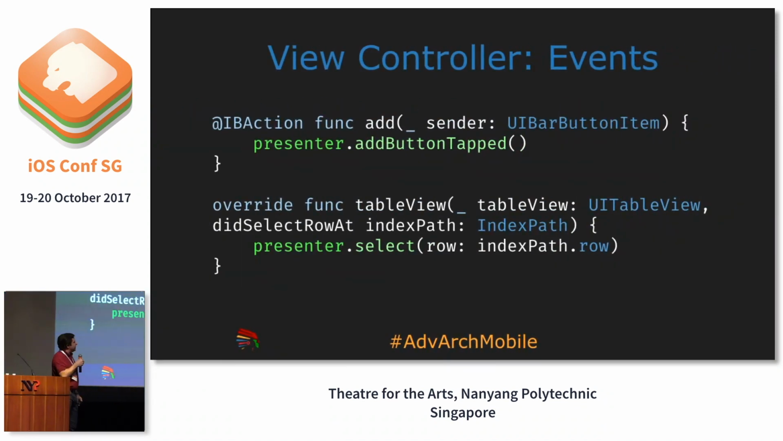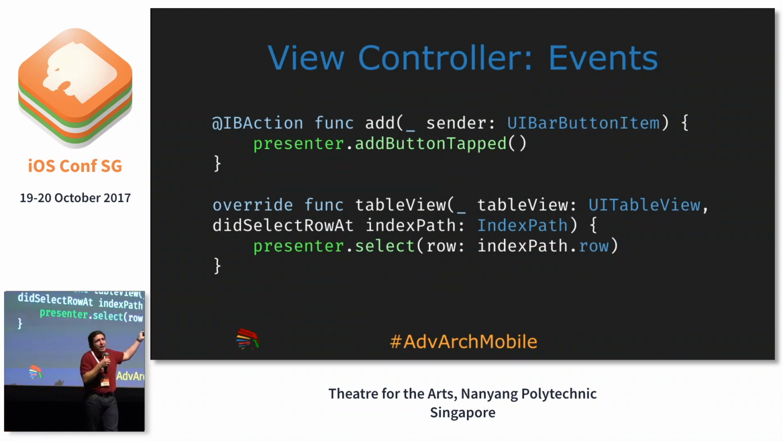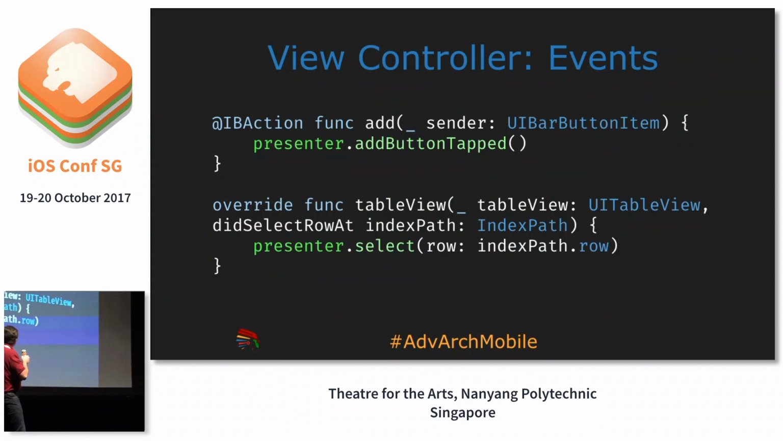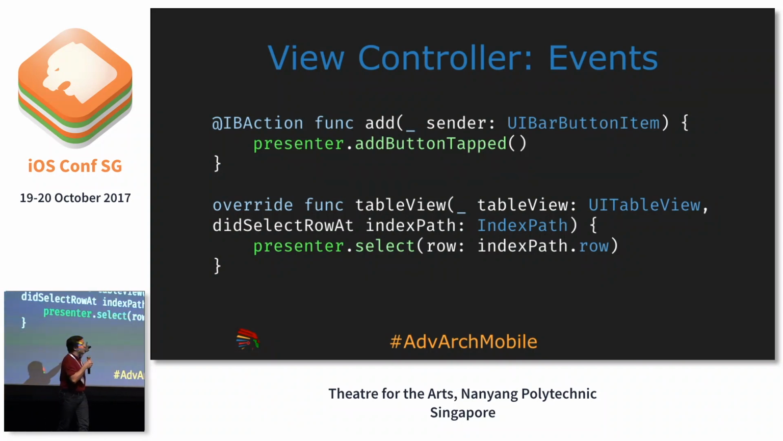How does this happen? Well, this is a part of the initial view controller. So in the view controller, I have included here two methods as a reference. One is the one that is invoked as a result of the user tapping on the plus button on the navigation bar. The other one is the one that would be invoked when a user taps on a cell. So it will tell the presenter this is the row that has been selected. Okay?